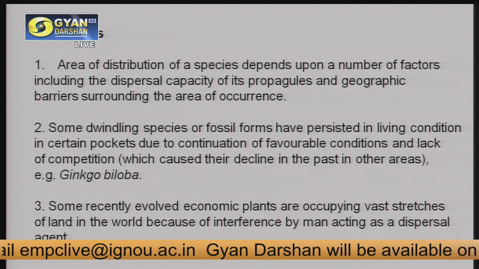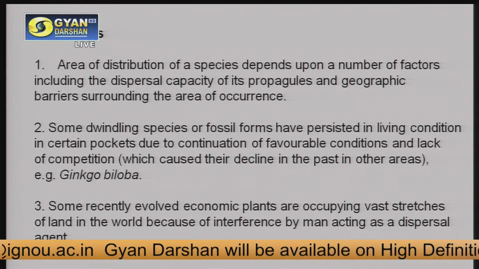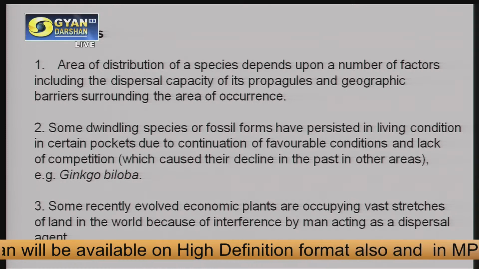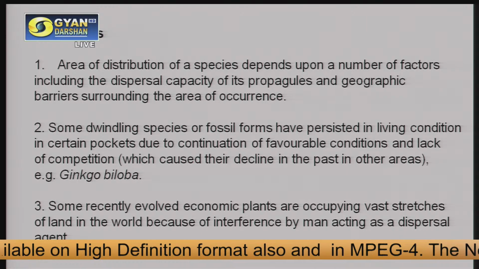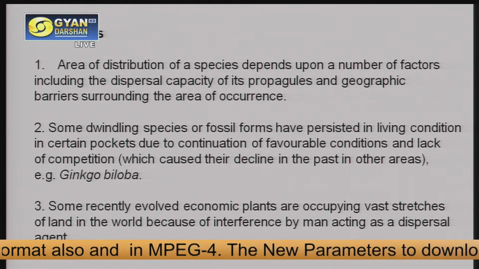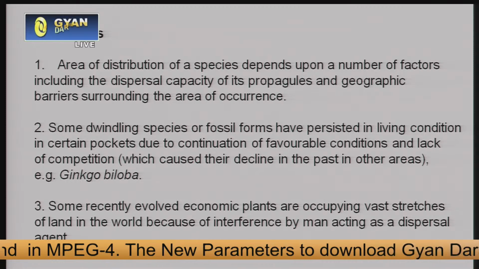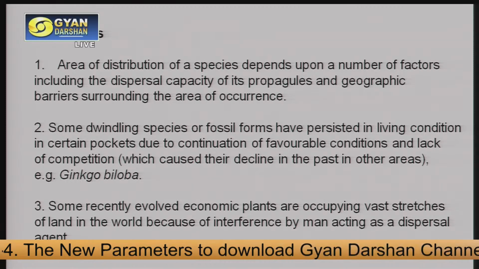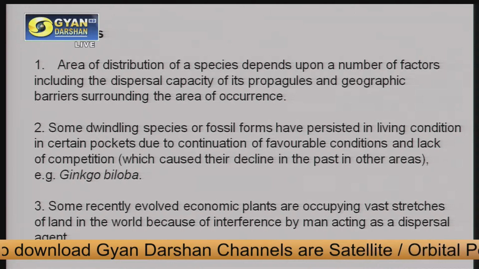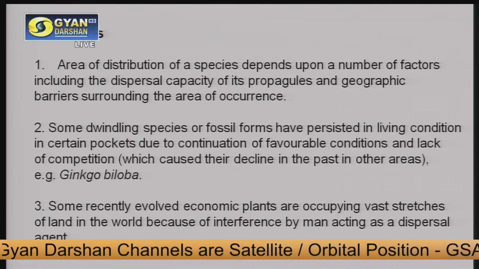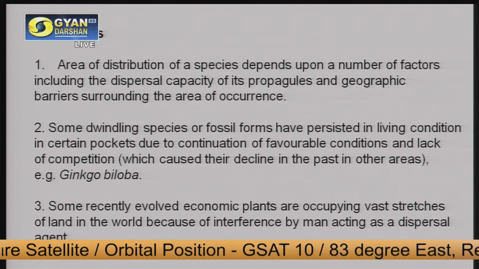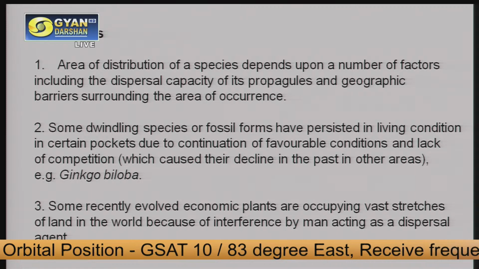Then if you support the age and area hypothesis, you cannot explain that. Because when you are discussing the migration or the distribution of a plant species, you have to understand that climate or soil is not the sole factor. In addition to that, there are anthropogenic activities. Man himself is acting as a dispersal agent. So the human intervention is there.